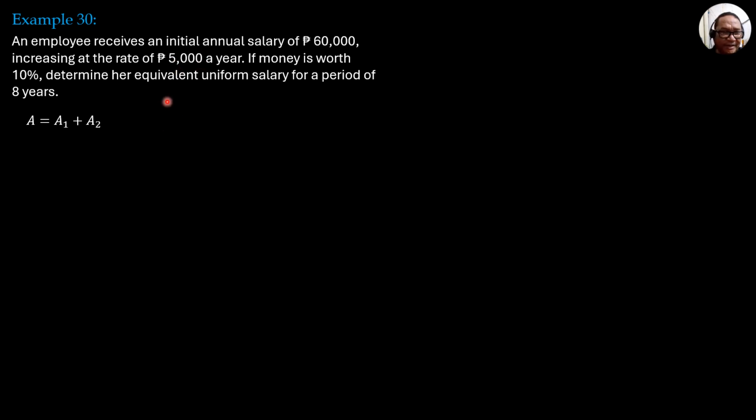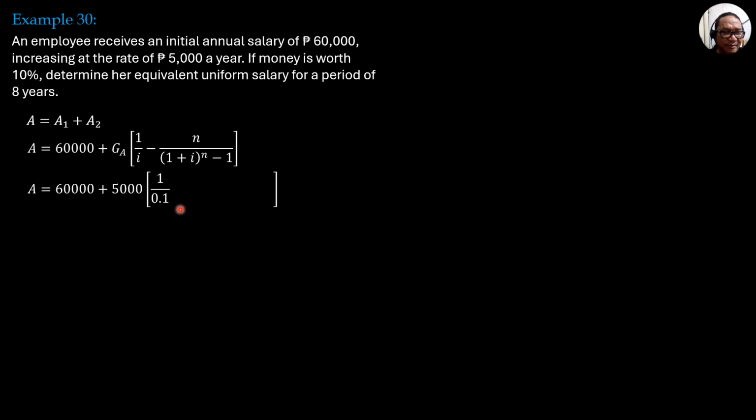If you can recall the formula, G sub A quantity 1 over i minus n over quantity 1 plus i to the n minus 1. If you can recall that, it was derived in the preceding slides. So A is 60,000 plus G sub A quantity 1 over i minus n over quantity 1 plus i to the n minus 1, where n is 8 and i is 0.10. Substituting, where G sub A is 5,000, 60,000 plus 5,000 quantity 1 over 0.1 minus 8 over 1.1 to the 8 minus 1.